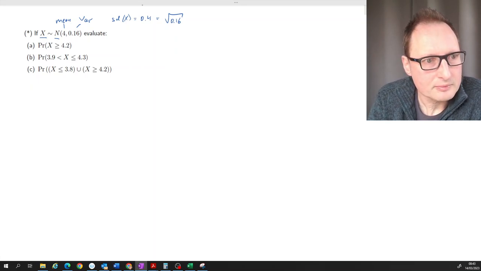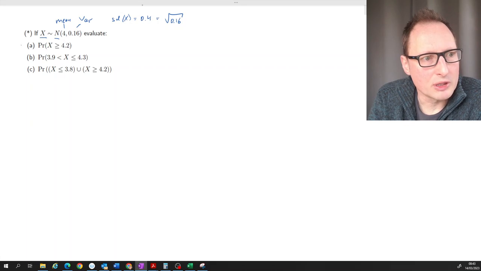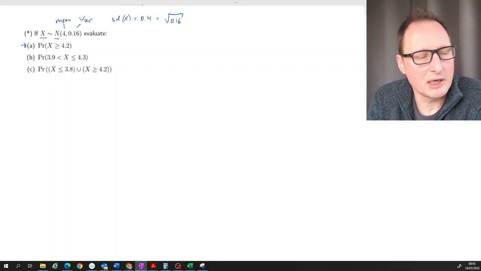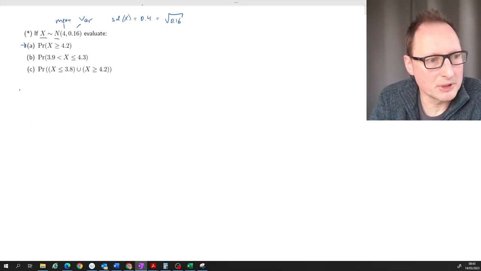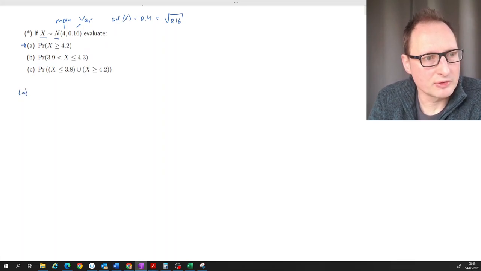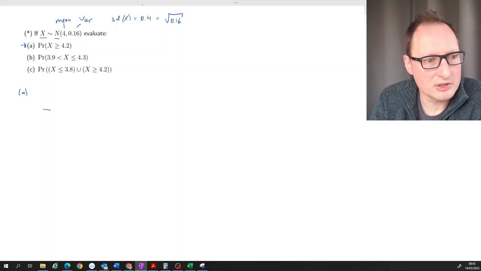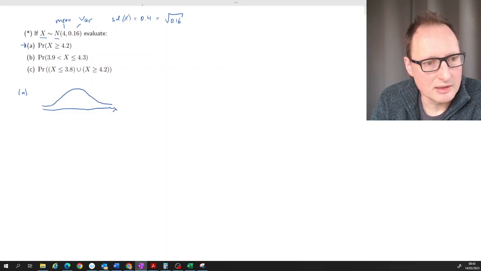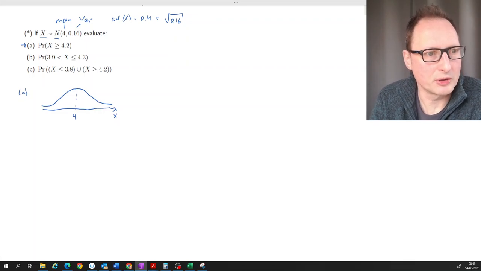All right, with that under the belt, we can go straight into the question and try and answer these questions. What's the probability that x is larger or equal to 4.2? So let's just draw a little sketch. Here we have a normal distribution for x that has a mean of 4 and a standard deviation of 0.4.